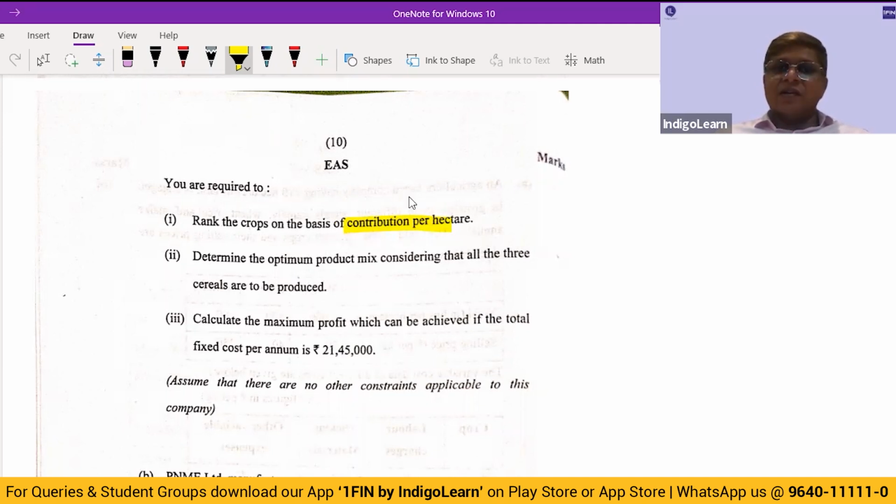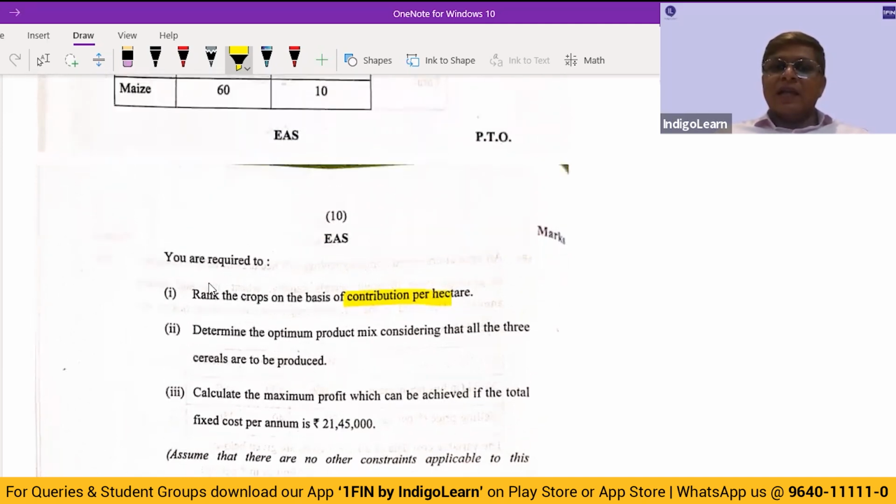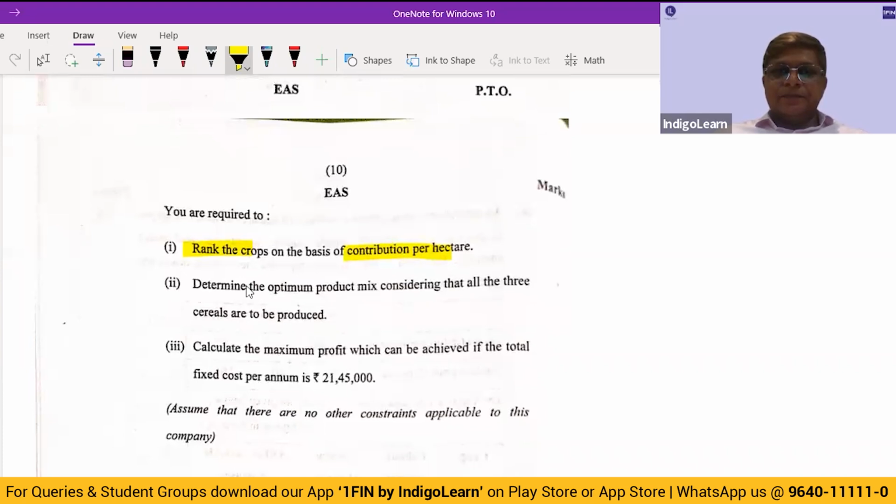Now, once we calculate the contribution per hectare, they want us to rank the crops on that basis. Whichever crop gives us the highest contribution per hectare, rank 1. Next crop, rank 2. Last crop, rank 3. So that kind of calculation we have to do. Then they are saying determine the optimum product mix. Now, this is a question which I would say they have borrowed from the CA Final syllabus and given in your CA Inter.